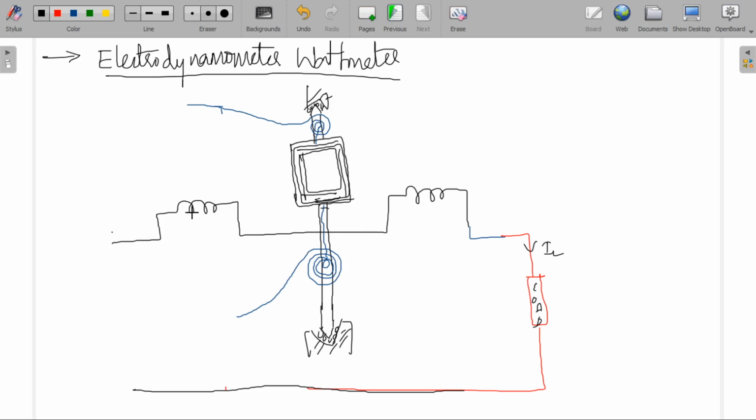These two are fixed coils, fixed coil FC. This is the moving coil MC. This will be moving. These two cannot move. That's why these two are fixed coils. These two coils are also called field coils. These two coils are also called current coils, as they carry the current which is flowing to the load. They are connected in series with the load to carry the load current. That's why these two coils are also called current coils.